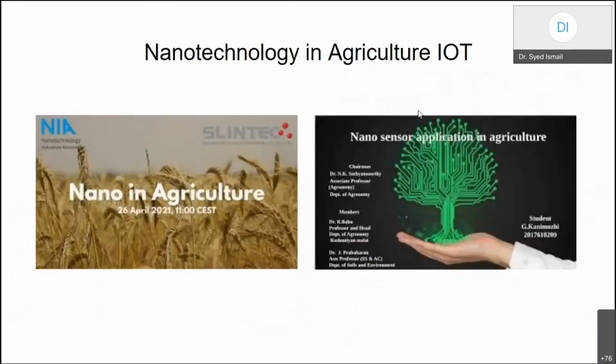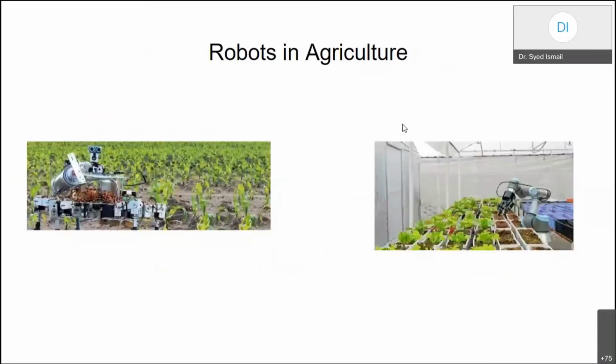Now, the next one I want to put is nano sensors. I don't want to put nanotechnology. There is a lot of talk about nano sensor development. It's an excellent idea, but I don't see a future in Indian agriculture where you will put 10,000 sensors or 1,000 sensors in the field, get that information and use it for any useful application in the present time. Now, the next one, robots in agriculture, is another buzzword we hear.